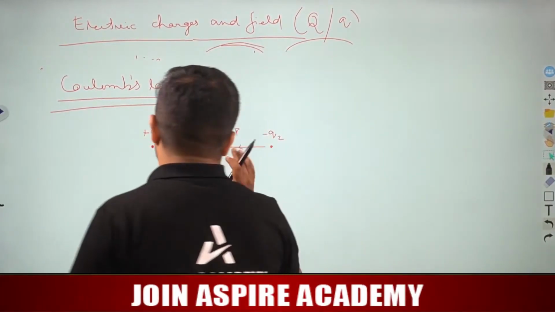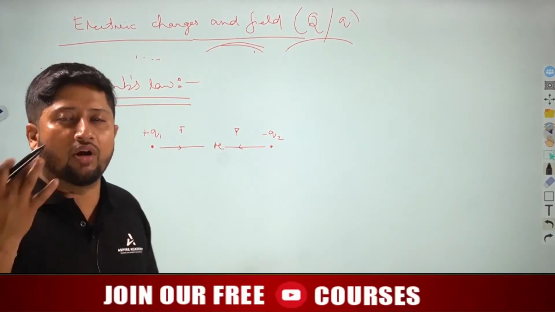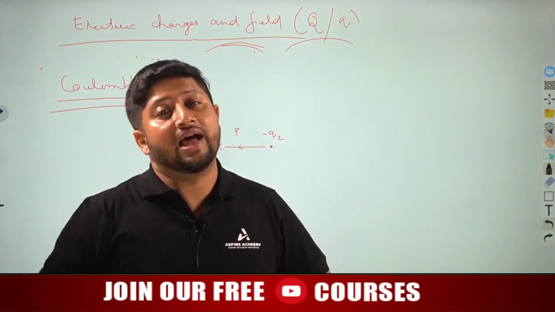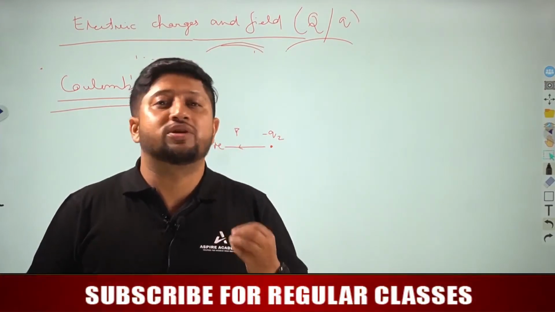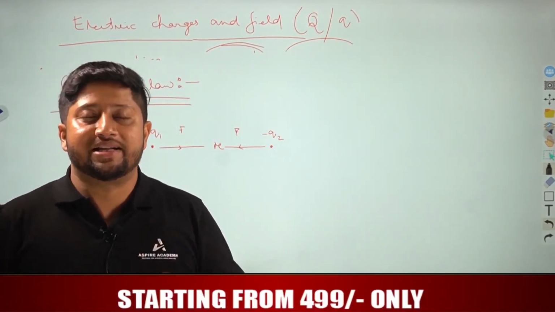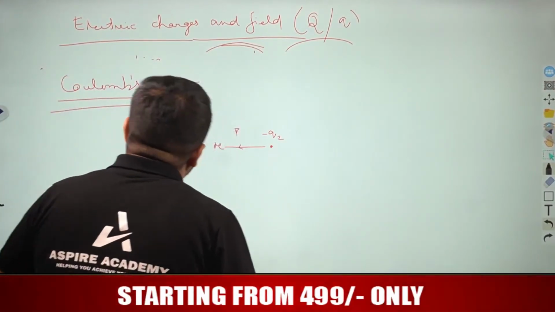So in this case, what will happen? The attractive force will be developed. So according to Coulomb's law, this force of attraction and repulsion is directly proportional to the product of the two charges and inversely proportional to the square of the distance between them. So here, what is the main thing?